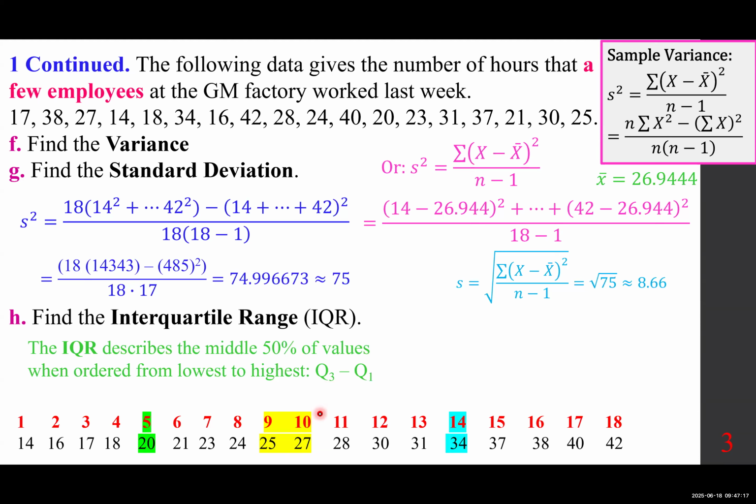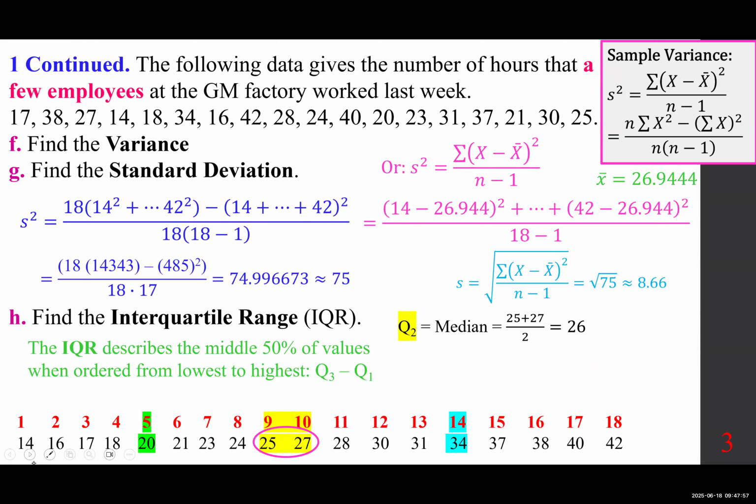And then one easy way to find Q sub 1 is just look at the bottom half and find the median, and for Q sub 3, the top half, find the median. So this we already know, and it's 26. We called it median. Median is Q sub 2. In other words, this is the value that separates the bottom 50% from the top 50%. Now Q1 separates the bottom 25% from the top 75%.